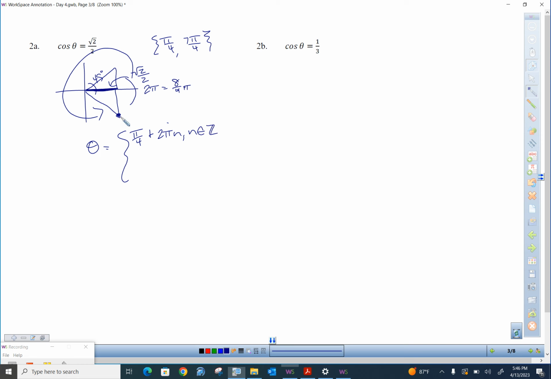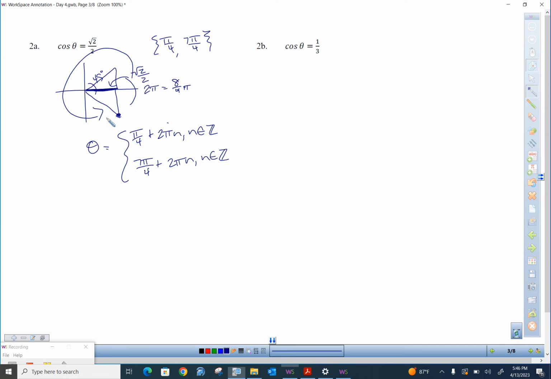And then from this one, the 7 pi over 4, add a left. Now I want to chat for a minute about inverses. When we talk about the inverse cosine, we know that it's going to give us an answer here or here, so this wouldn't be an option.